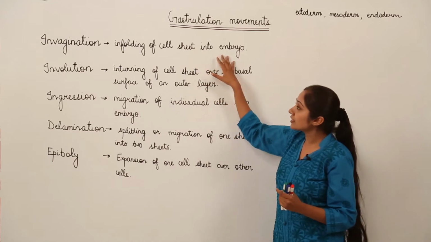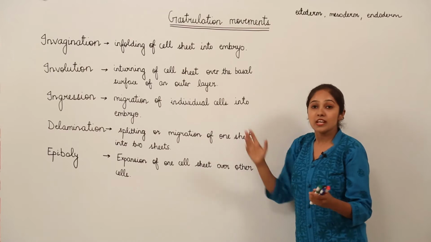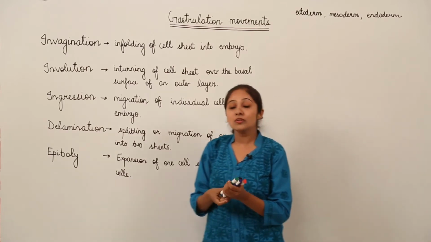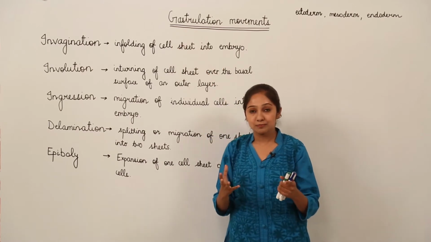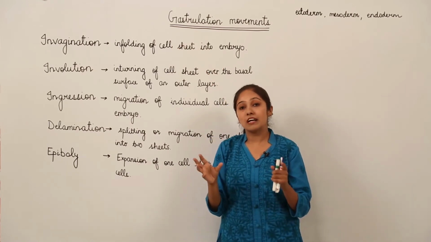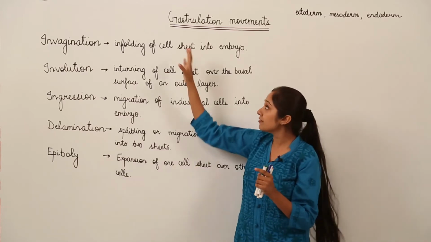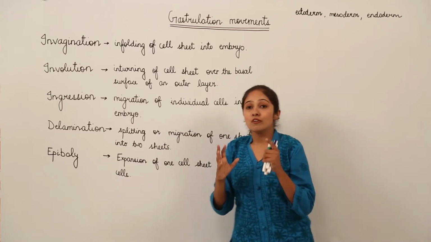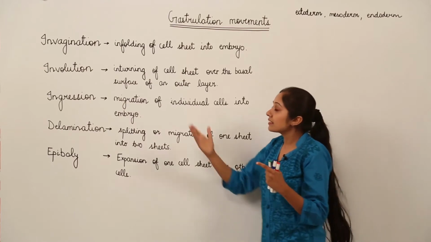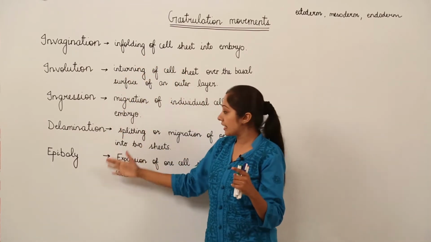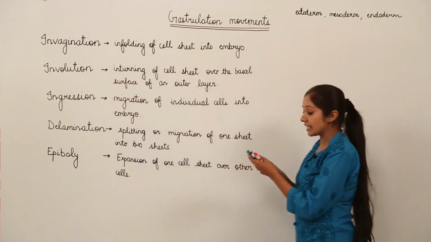As you can read in the definition, the term invagination means enfolding of cell sheet into the embryo. So how are we going to draw this? You all know that the gastrulation process takes place after cleavage. When the blastula is formed after cleavage, the blastula cells are going to move in a definite fashion, which is going to form these three germ layers. These are the types of movements which I have written. First is the invagination, which is enfolding of cell sheet into an embryo.